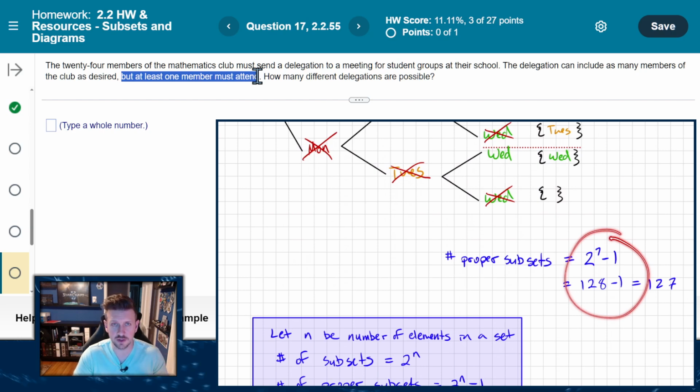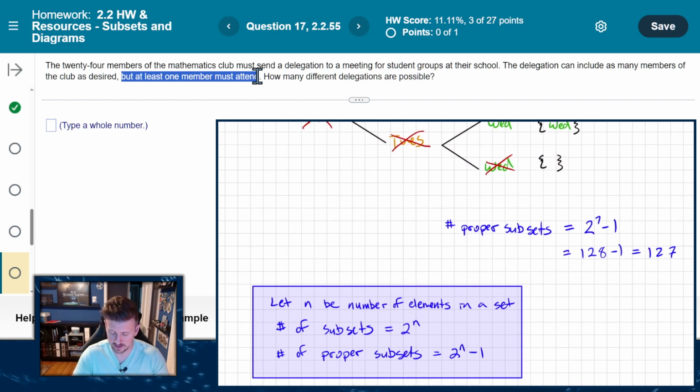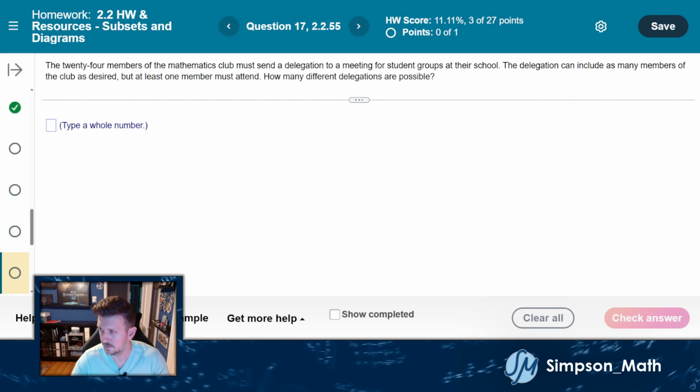So we do 2 to the nth to get my total, then minus 1 overall to remove that empty set. So let's do that math. I'm going to pop open Desmos.